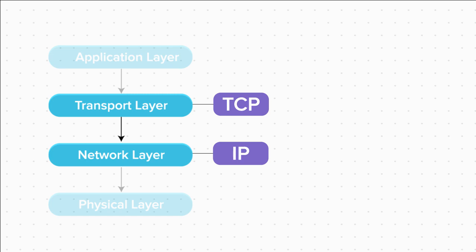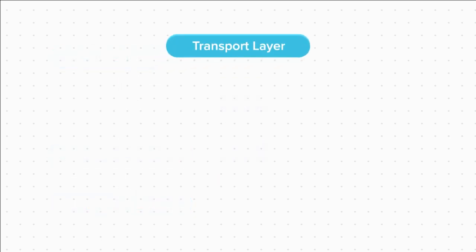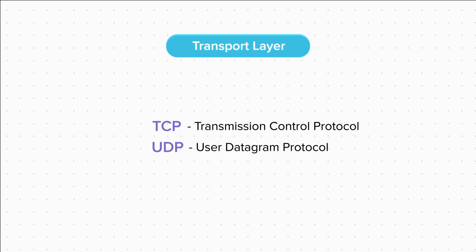Now let us look at the protocols working on each of these two layers, since they are of importance to us. Let us start with the transport layer. The two main protocols working at the transport layer are the TCP and the UDP protocols. These protocols deal with two different ways in which data packets are transferred from one node to another. Let us understand these two. TCP stands for Transmission Control Protocol and UDP stands for User Datagram Protocol.